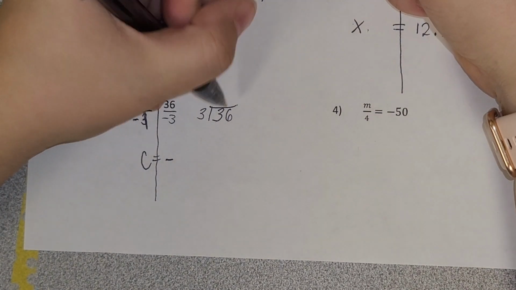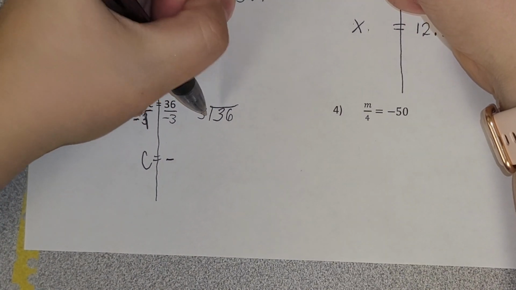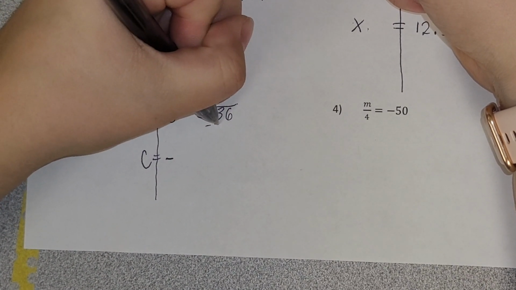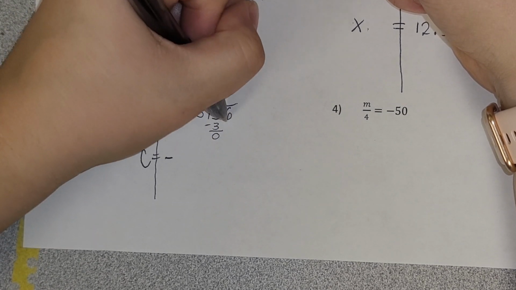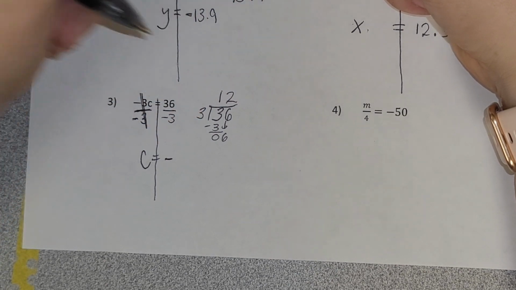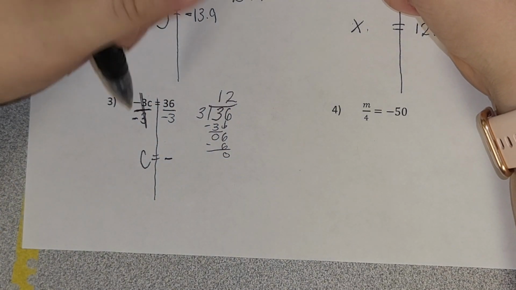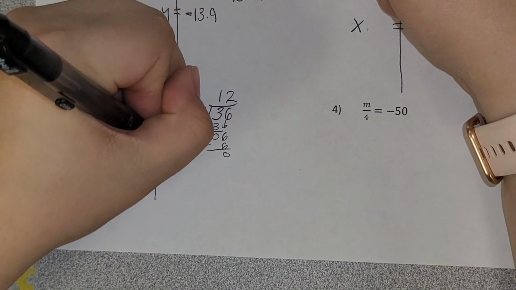Now, 3 goes into 36. Let's look at this. 3 goes into 3 once. Subtract 3, left with 0. Bring down the 6. 3 goes into 6 twice, with nothing left over. So, C is equal to negative 12.